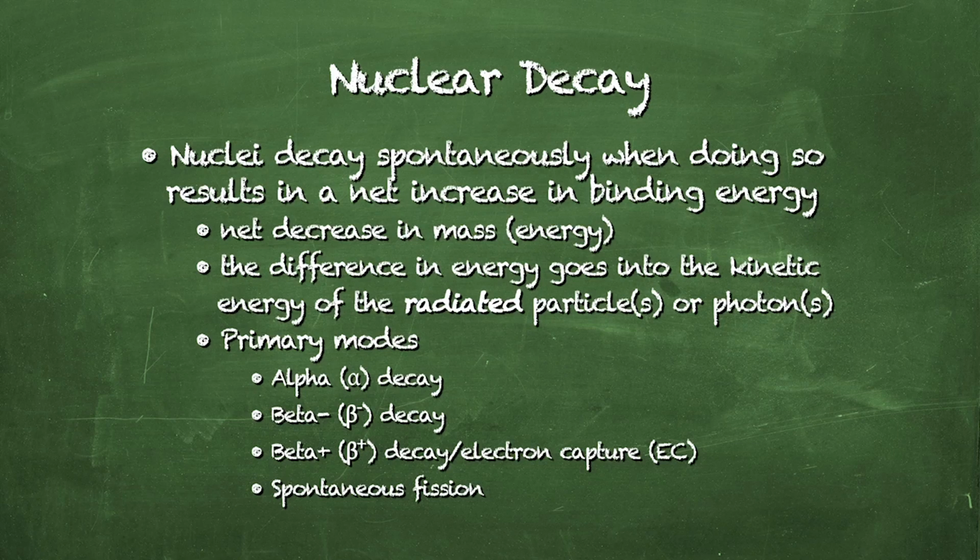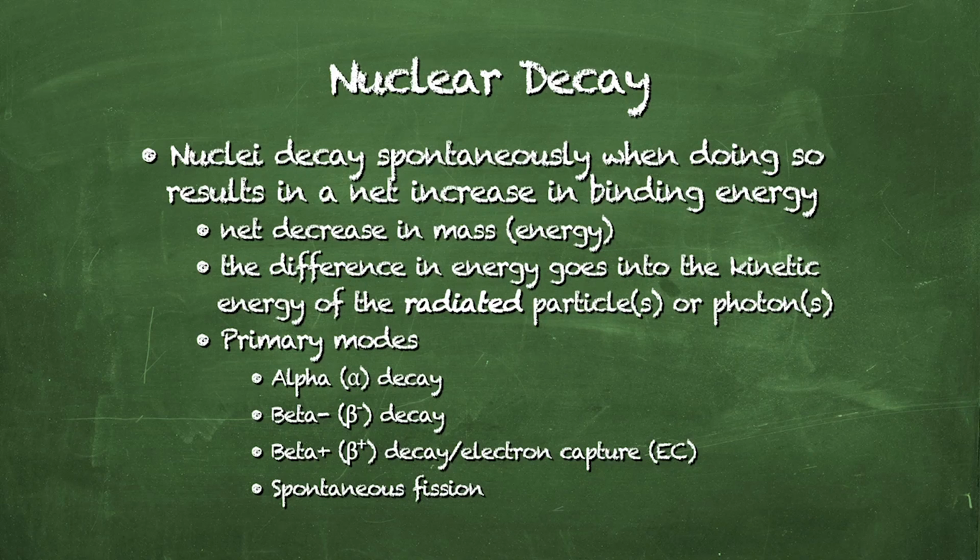The primary decay modes that we see are alpha decay, represented by a Greek letter alpha, beta minus decay. Beta minus decay means the emission of an electron. Beta plus decay, which is the emission of a positron. Related to beta decay is electron capture. Anytime that you can have beta decay, you can have electron capture take place. And the final primary decay mode is spontaneous fission.